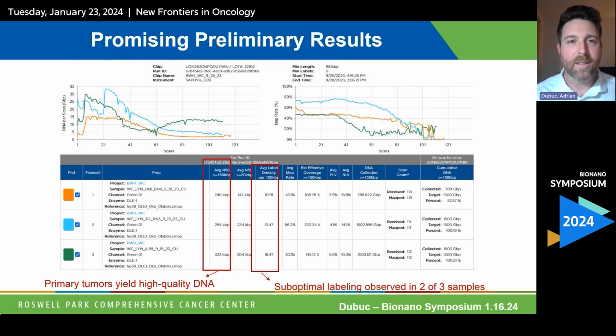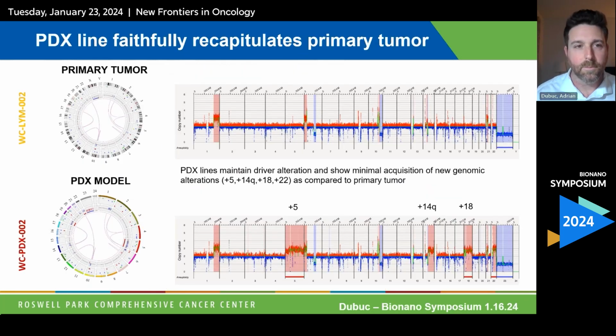Now, I'm happy to see that, as a promising preliminary result, we were able to demonstrate that for primary tumors, we were also able to isolate high-quality DNA, although I will say initially we were challenged with our ability to label these effectively. When labeling was corrected, what we were able to demonstrate was that PDX lines faithfully recapitulated primary tumors in terms of both the structural and copy number landscape we were able to achieve. And most importantly, in primary tumors we were able to detect the driver alterations that, again, have so much diagnostic importance.